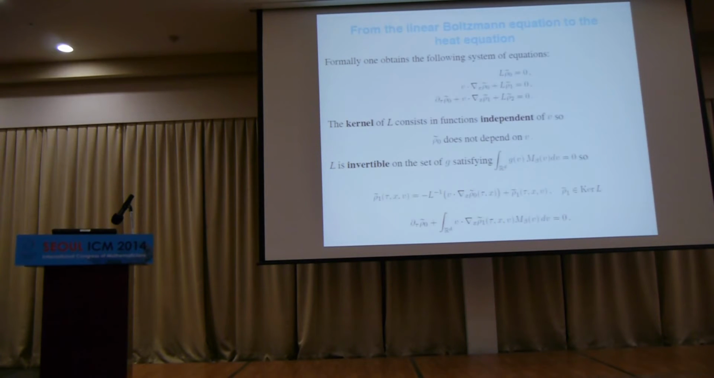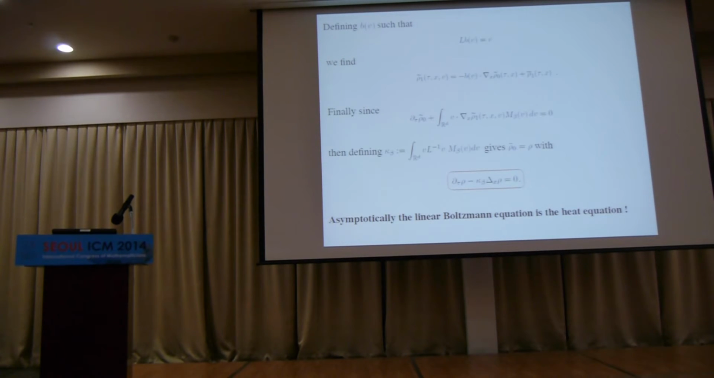Remember, rho 1 was this guy. Rho 0 doesn't depend on V, I can prove it, and I call B the inverse of V. You get a formula for rho 1. So you have one derivative here, one derivative there, you get the Laplacian. Okay? So from the linear Boltzmann equation, formally, you get very easily the heat equation.